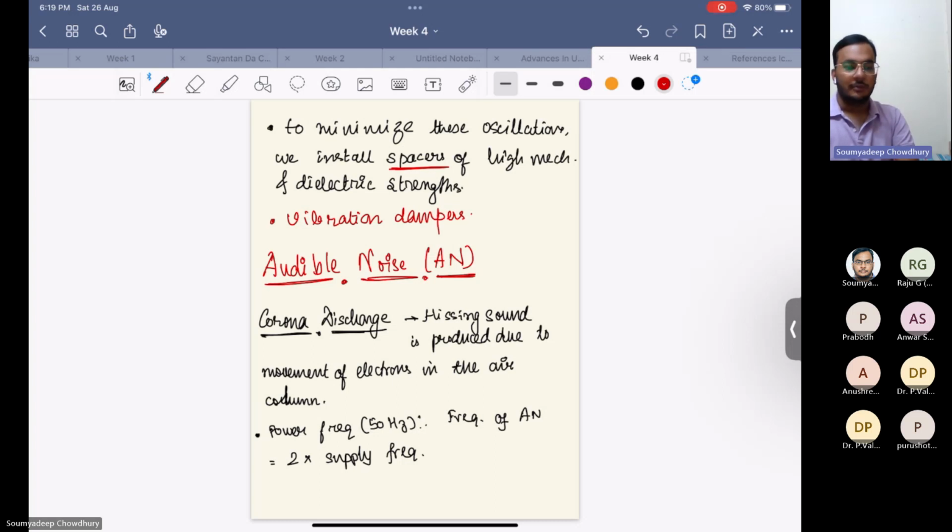Once this breaks down, there is a local discharge in the air, and we hear a hissing sound, which is produced due to the movement of the electrons in the air column. This type of sound is one of the sources of audible noise. Also, we have the humming sound in the transformers. So these are the different sources of audible noise.